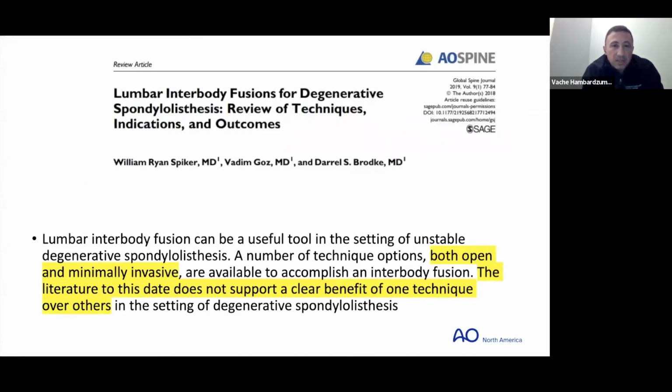So I brought this study as a summary of my presentation. This was a study published in AO Global Spine Journal, pretty recent, in 2019. The conclusion is that both minimally invasive and open surgical options are valid, they are available, and they are able to accomplish an interbody fusion. And at this point in time, the literature does not support a clear benefit of one technique over the other.